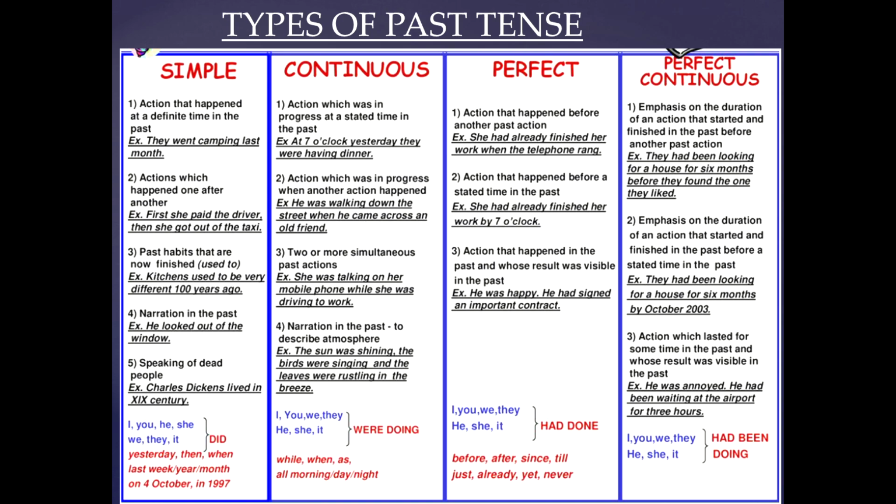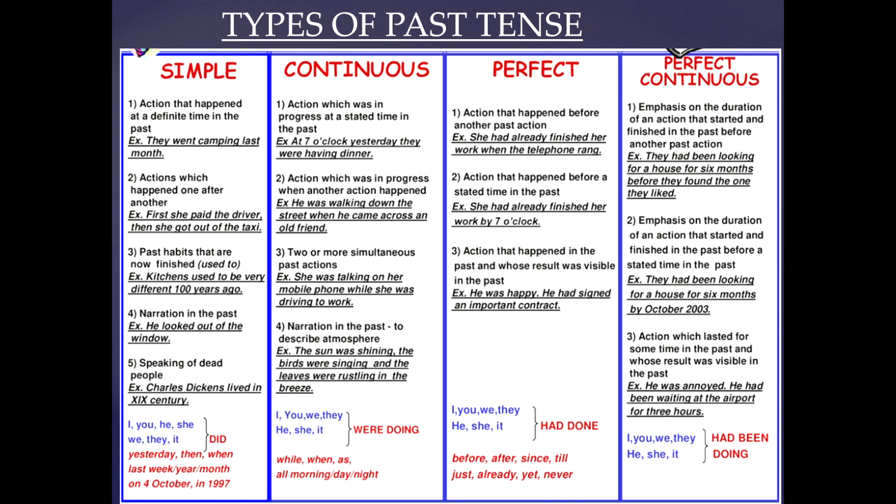Before a stated time she had already finished. Here also we have to use past perfect tense, had. It describes an action that happened in the past and whose result was visible in the past. Example: he was happy, he had signed an important contract, right? So it says action that happened in the past and whose result was visible in the past. So here also we use past perfect tense.